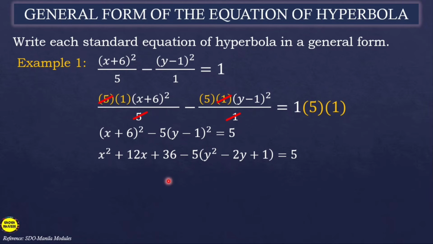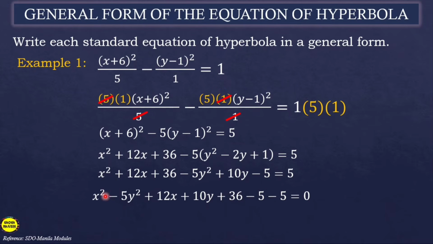Distribute natin si negative 5 dito sa loob. So, negative 5 times y squared, that is negative 5y squared. Negative 5 times negative 2y, that is positive 10y. Negative 5 times 1, that is negative 5. So, arrange natin yung order, no? And then, pagsamahin natin lahat ng constant term. So, that is x squared minus 5y squared plus 12x plus 10y plus 36. So, negative 5 minus 5. So, yung 5, lipat natin dito, kaya naging negative. So, ang magiging sagot na natin ay x squared minus 5y squared plus 12x plus 10y plus 26 is equal to 0. So, as you can see, class, magkaiba yung sign ng numerical coefficient ng x squared natin saka ng y squared.